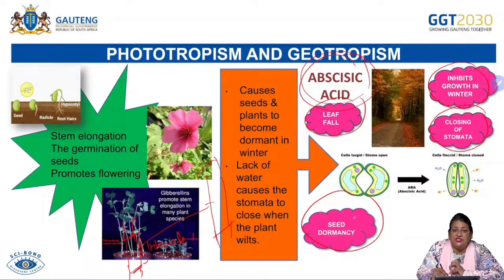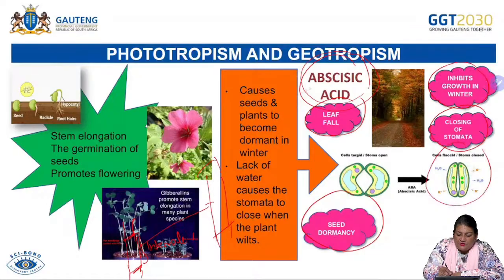It also causes seeds to be dormant. Dormant means it won't germinate, and that's because of less water and it's very, very cold. So if the plant's seeds had to germinate, the plants would die. So abscisic acid has a very high concentration in your seeds and plants during winter and causes the leaves to fall and your seeds to become dormant and your stomata to close.